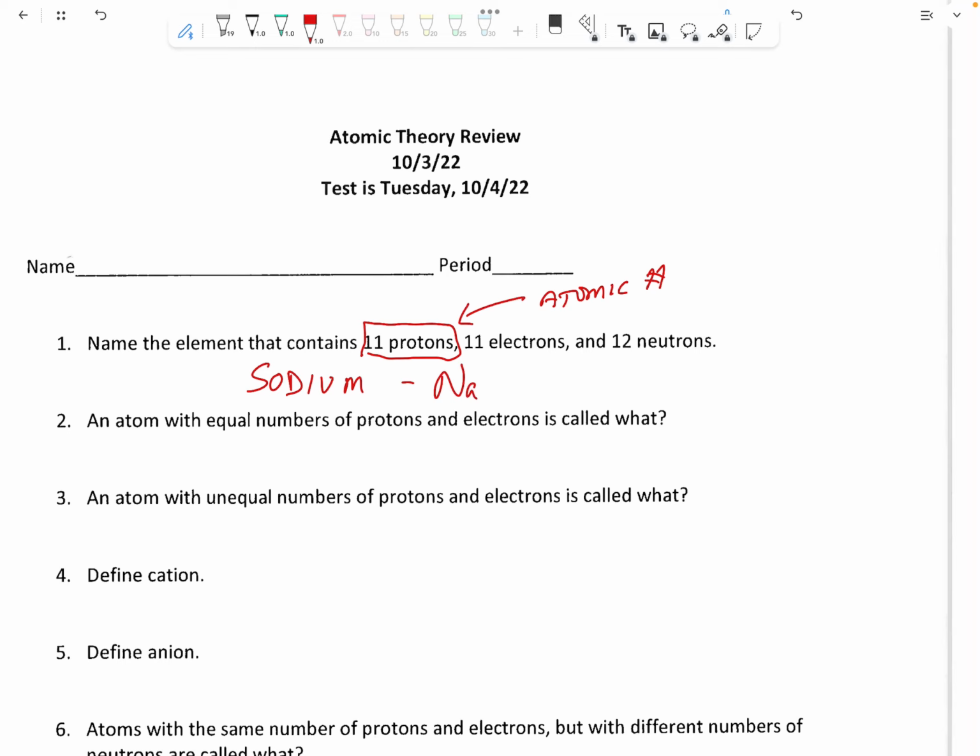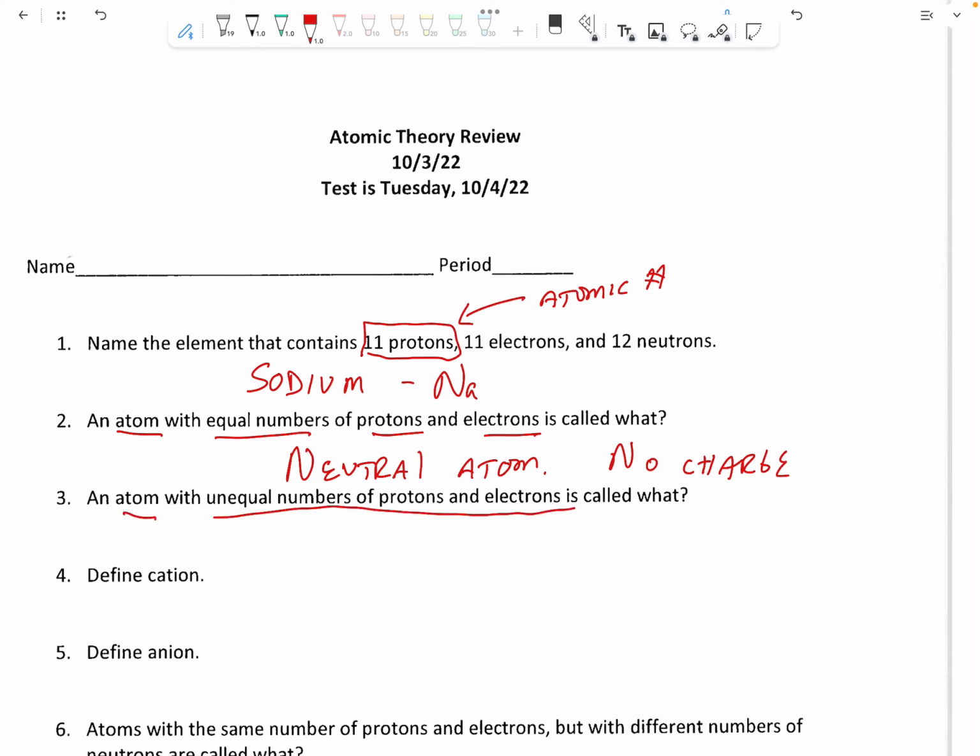When you have an atom that has equal numbers of protons and electrons, that atom is neutrally charged, or a neutral atom. There is no charge to it. Okay, no charge. No ions at all. An atom with unequal numbers of protons and electrons, now that's different. We don't know what kind of ion it is, but we know that it is an ion. So the answer is simply ion.